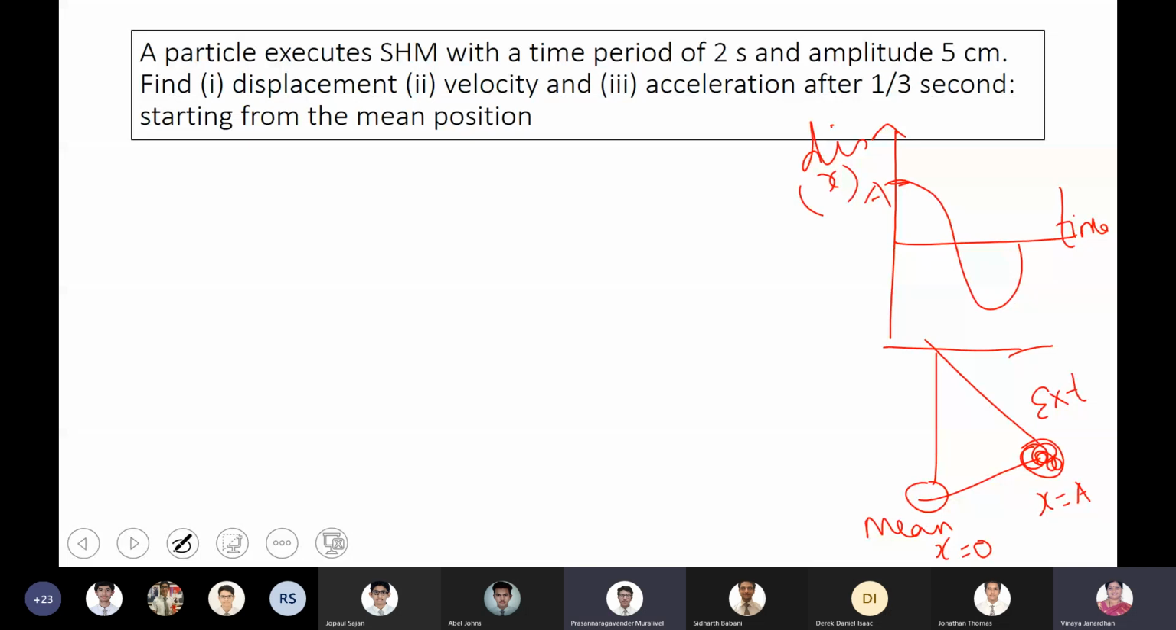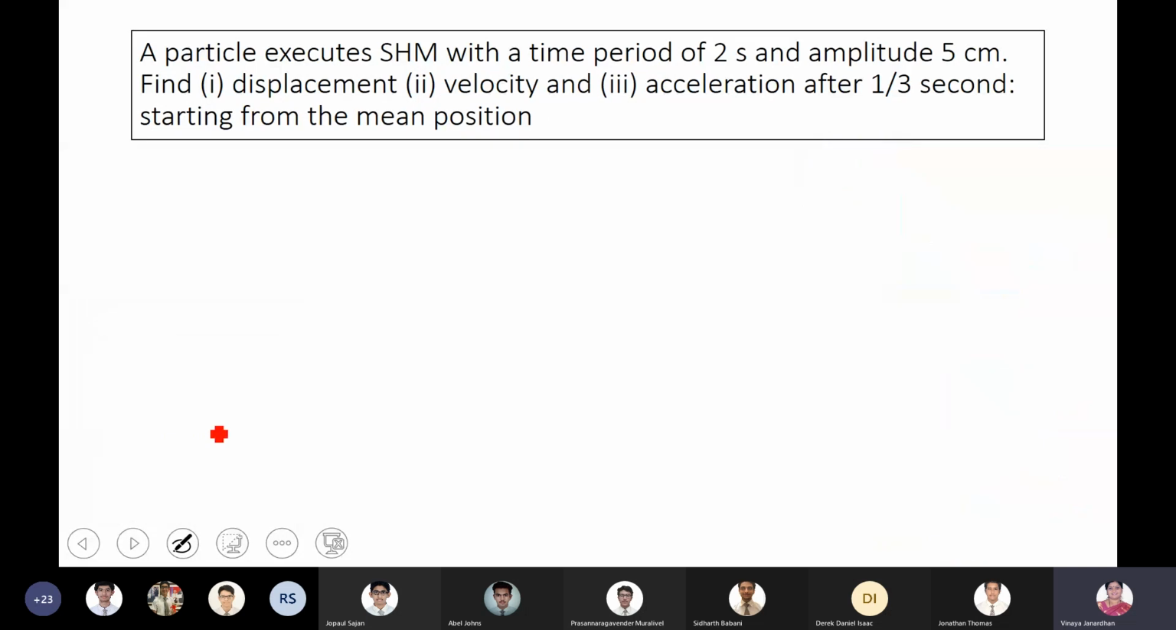If the body starts from the extreme position, your displacement will not be 0, it will be maximum. So these type of graphs are cosine graphs, and you have to represent it in terms of a cosine function. If it is starting from rest position, then it is a sine function.